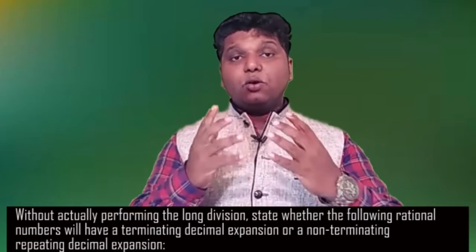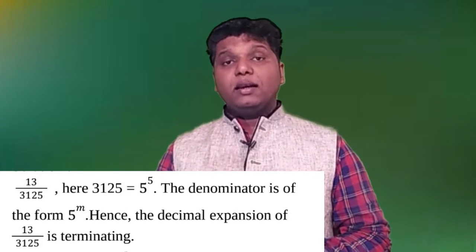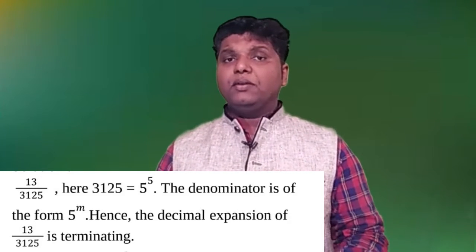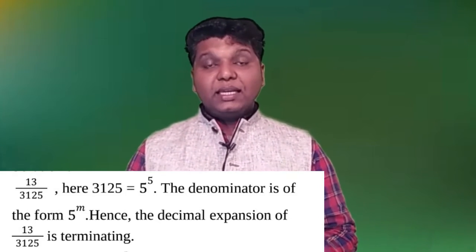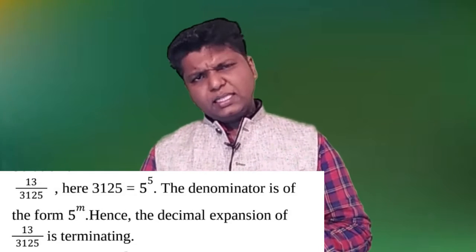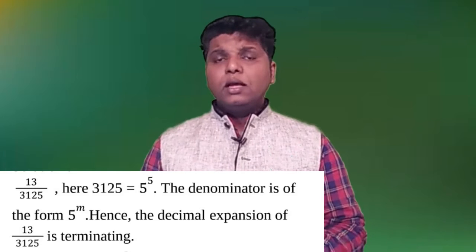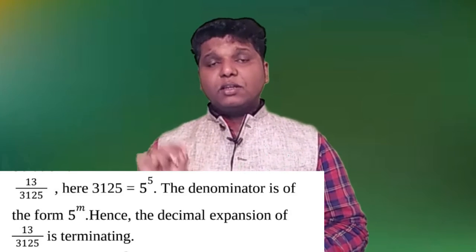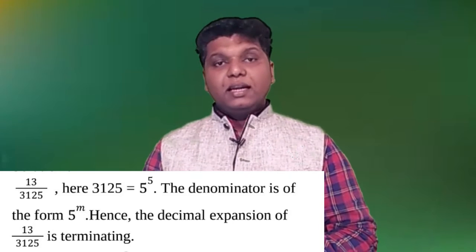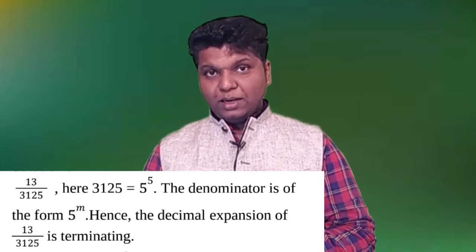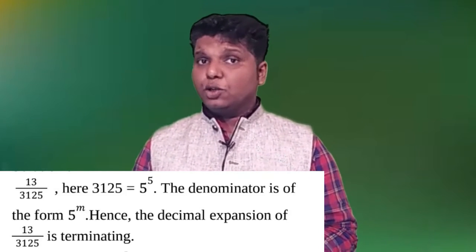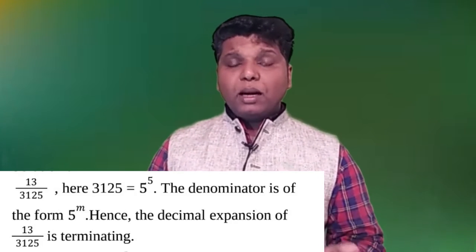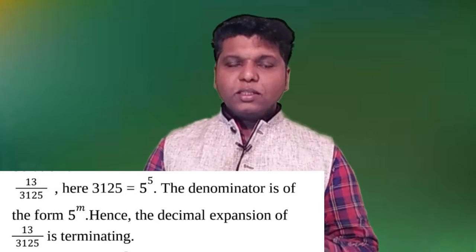So here, let us go with the first question. What is the first question? 13 divided by 3125. So what did I say first? I told you, initially you have to check whether the given fraction is in the simplest form. Yes, it is, because 13 is already a prime number and 3125 is definitely not going to be divisible by 13. How did you get that it is not divisible by 13? Already it is divisible by 5, right? Because the last digit is 5. So on the numerator there is no 5 or multiple of 5. So we cannot cancel it. So this is the simplest form.